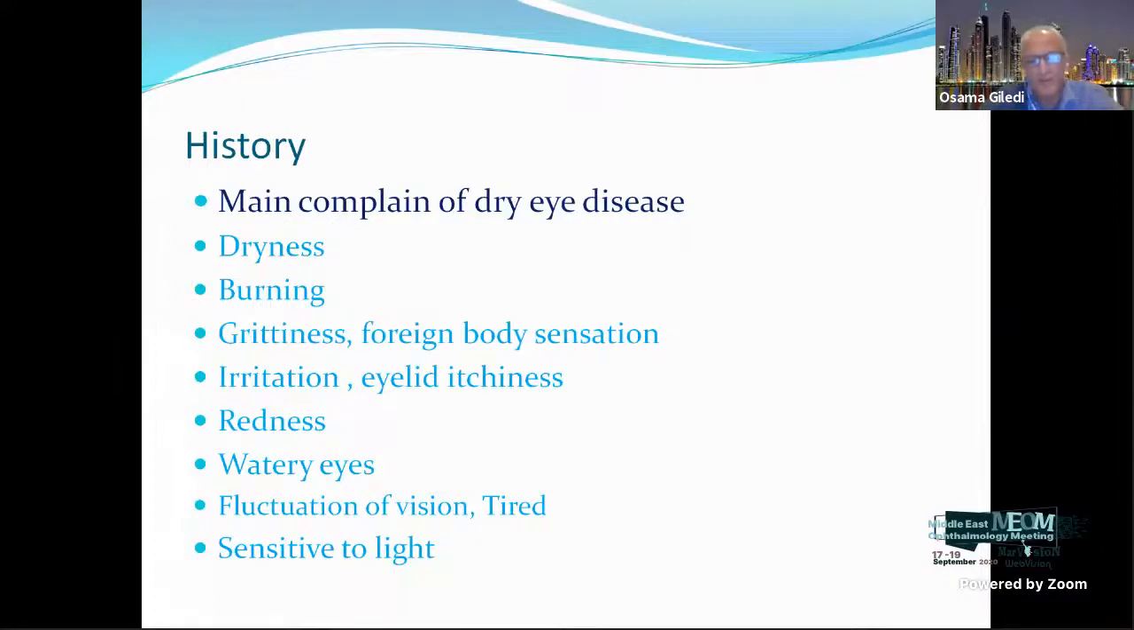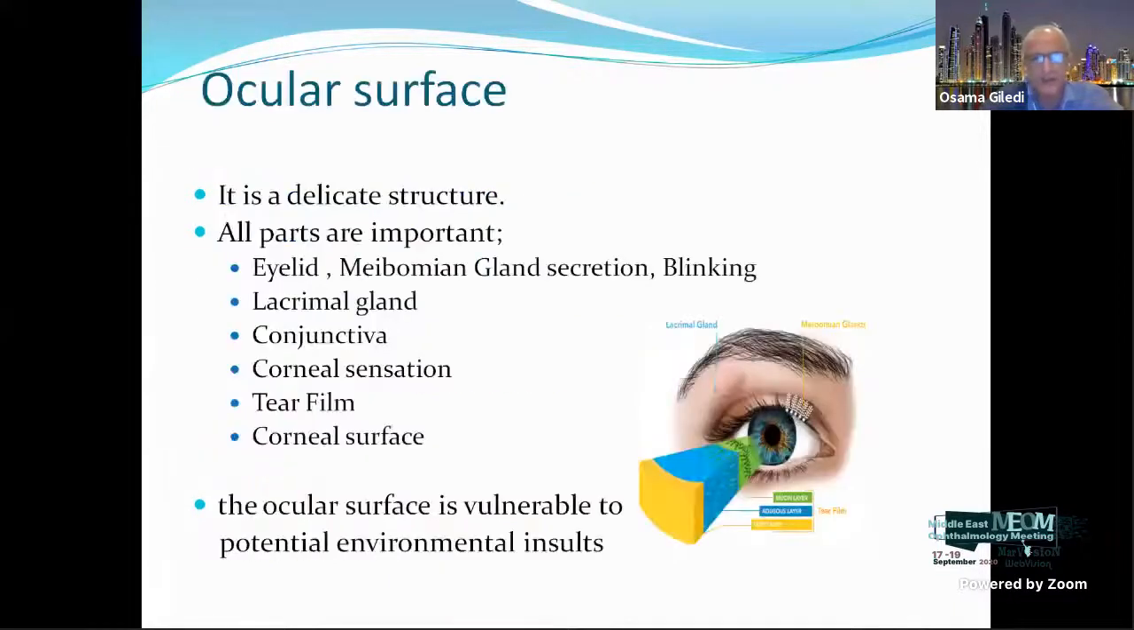Redness, the patient could even complain of watery eye, reflex secretion. And most people who have dry eye have fluctuating vision. They feel tired and sensitive to light.